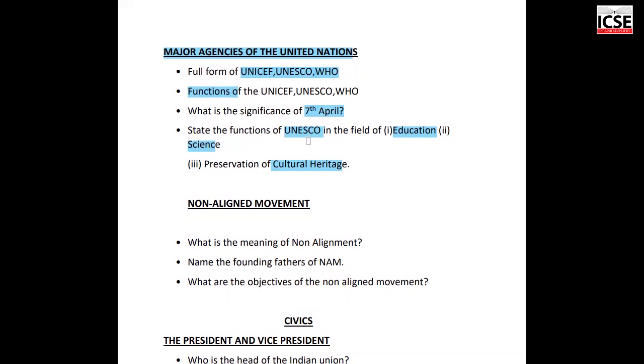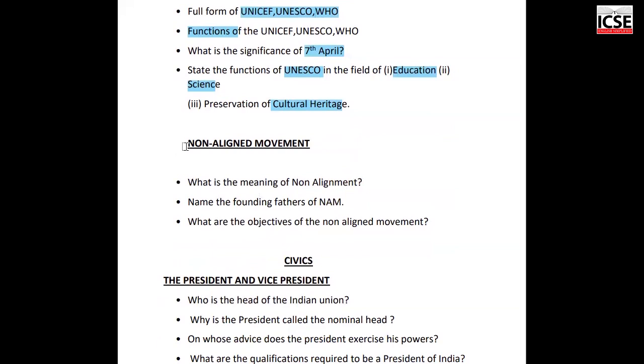If they specify and ask you in the exam, what role has the UNESCO played in the preservation of cultural heritage or in the field of education, science, you have to write the points that are pertaining to this field only. The next chapter is non-aligned movement. Under non-aligned movement, you should know the meaning of non-aligned. That is important. What does the non-alignment movement mean?